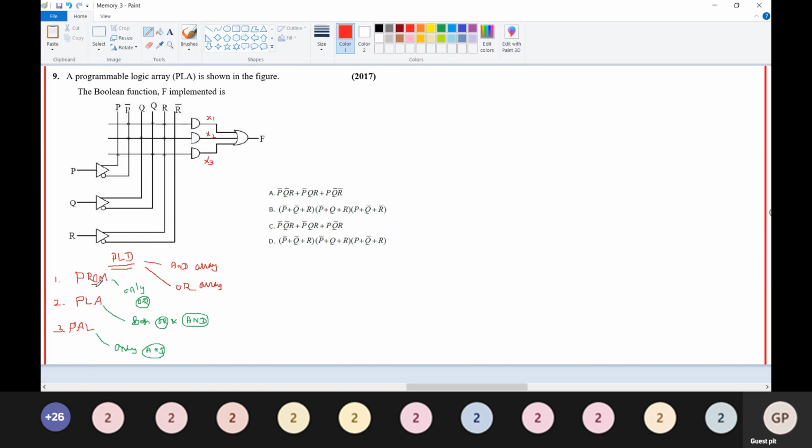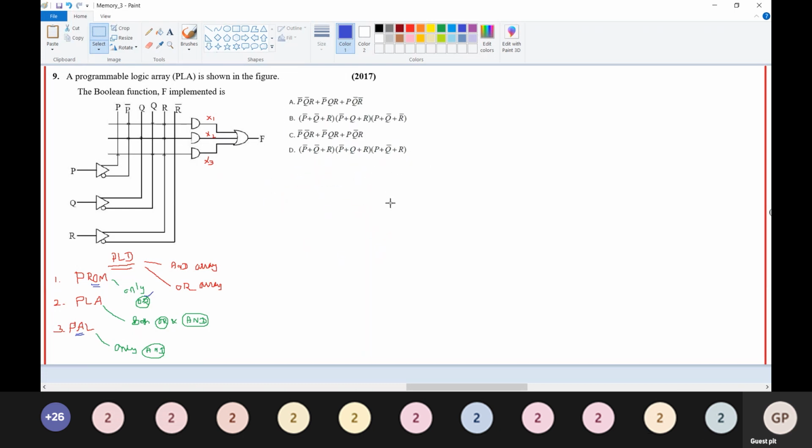So you can easily remember this with this word: PROM. The O refers to OR and the middle word A refers to AND. And PLA is both. That way you will have a clear idea which one is programmable.